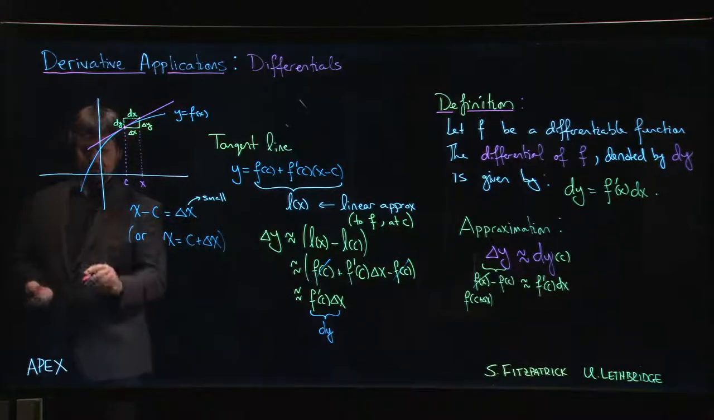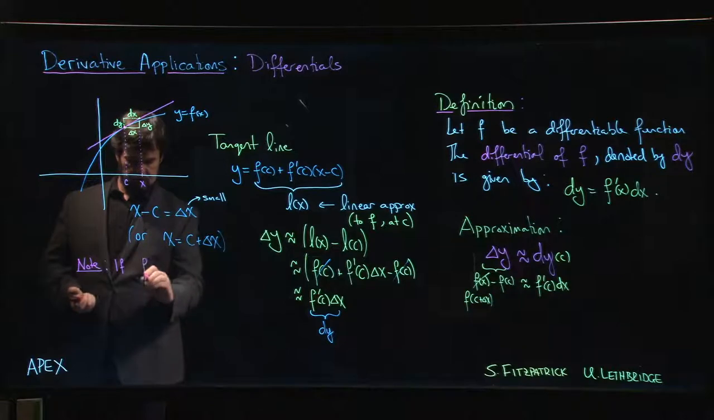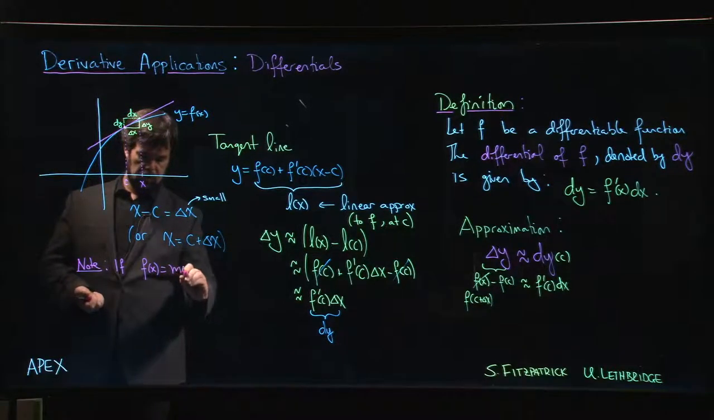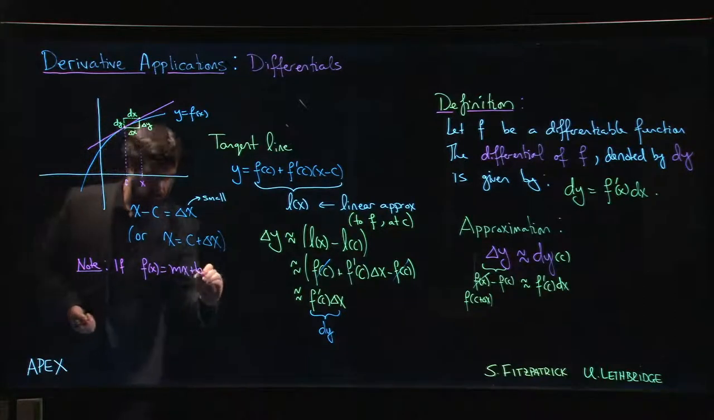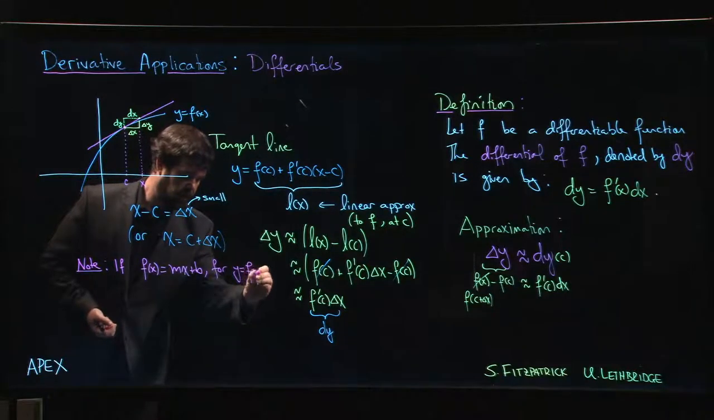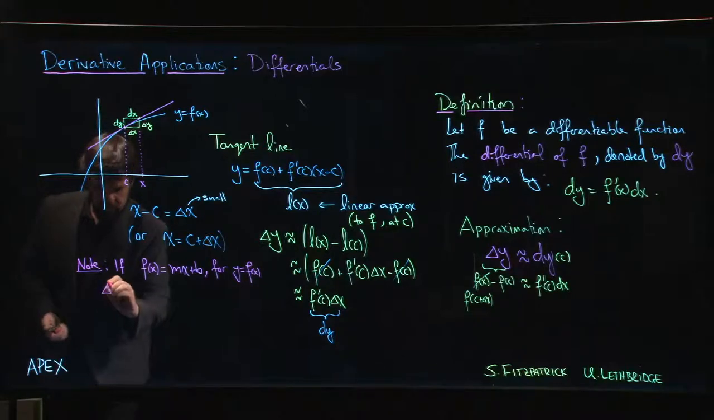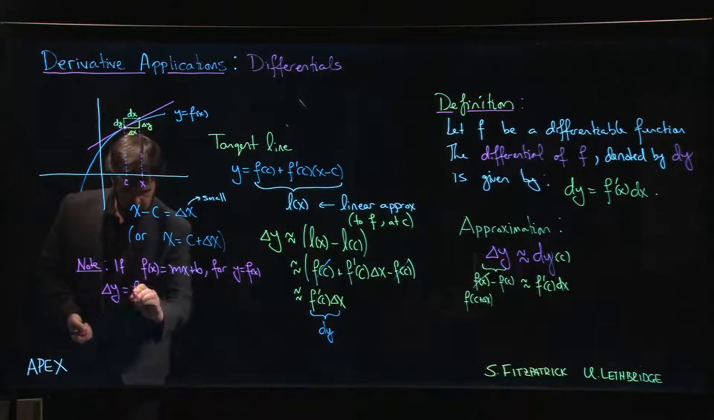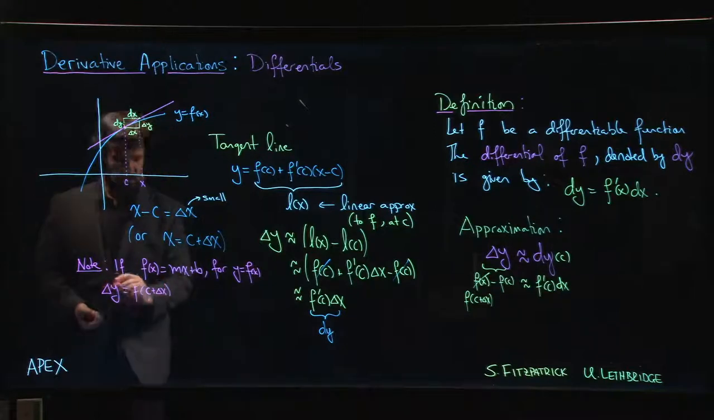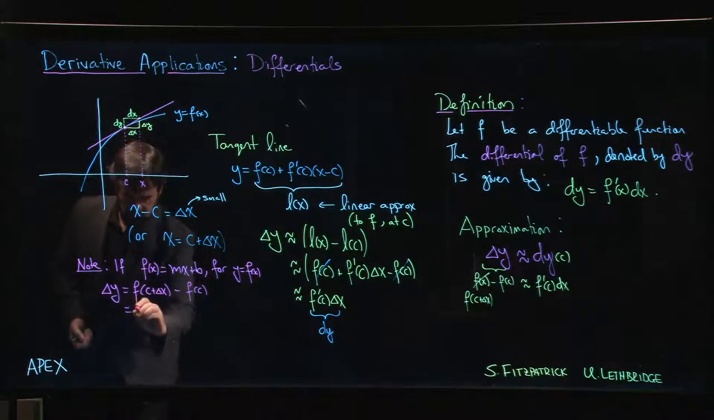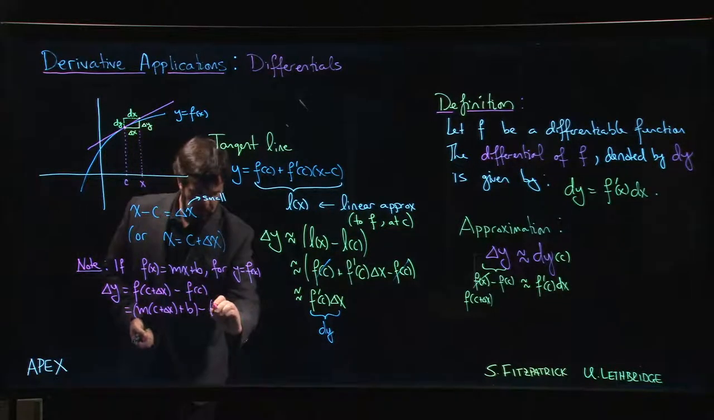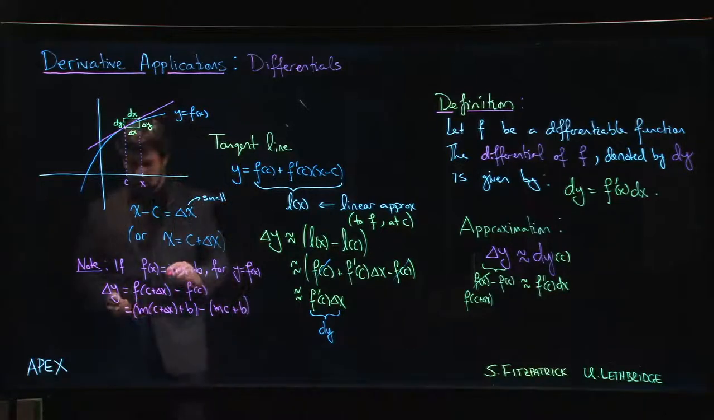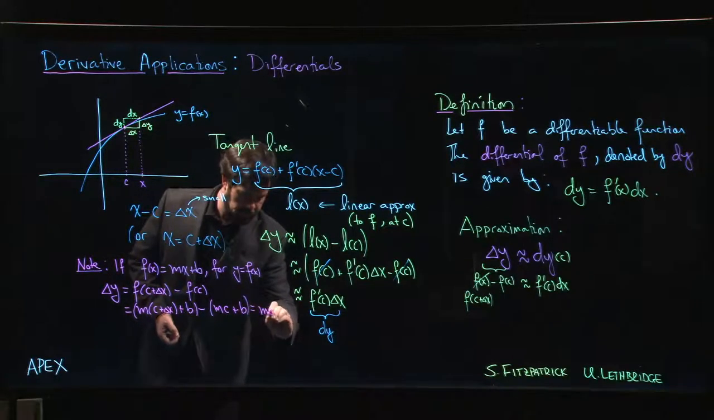Well, of course, all we have to realize here is that if our function is already linear, so if f of x is, let's say, mx plus b, and I do y equals f of x, notice what's going to happen. Delta y is going to be f at c plus delta x minus f at c. So that's going to be m times c plus delta x plus b, subtract m times c plus b. And if you clean all this up, what you're left with is m times delta x.